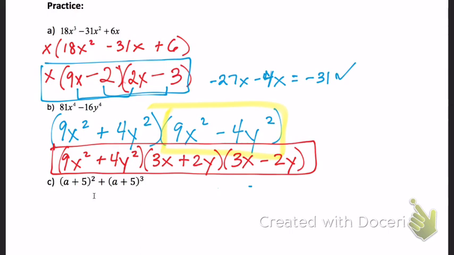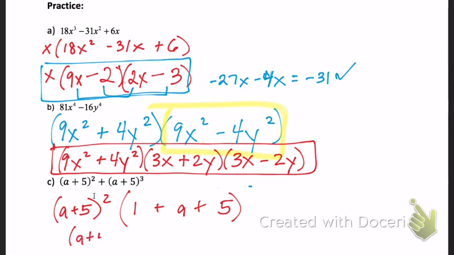All right. Part C. Let's GCF this. What can I take out? And then I'm left with 1 plus a plus 5. I want to simplify the stuff in parentheses, because I can combine the 1 and the 5. So a plus 5 squared, a plus 6. And that's all I can do.